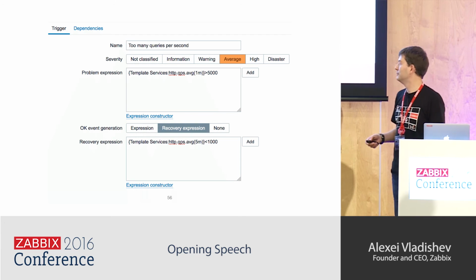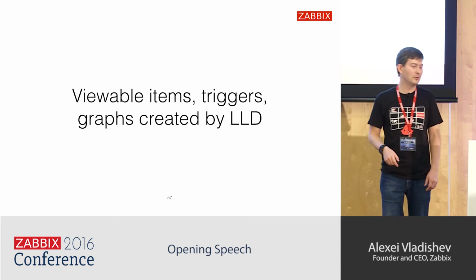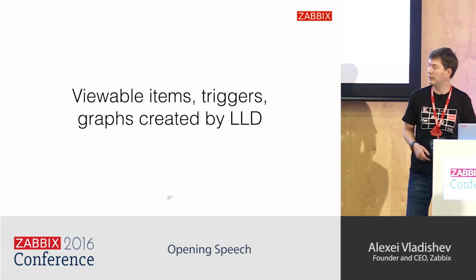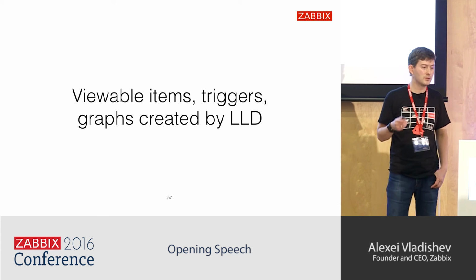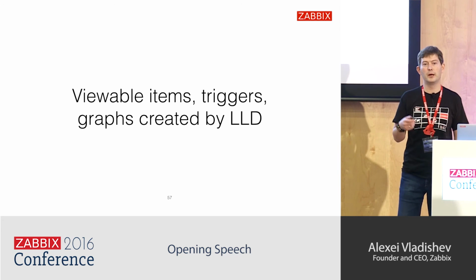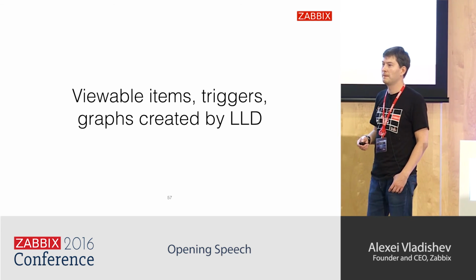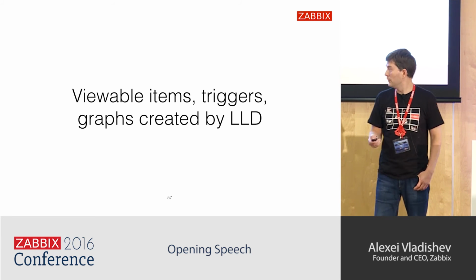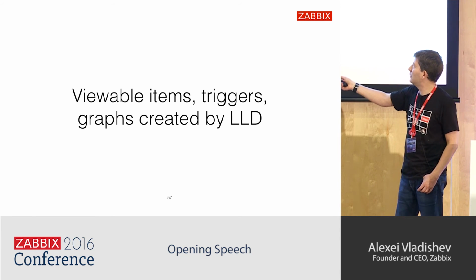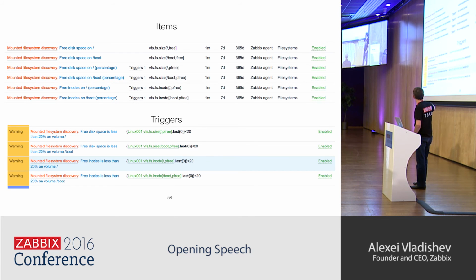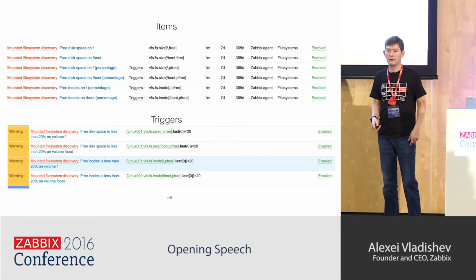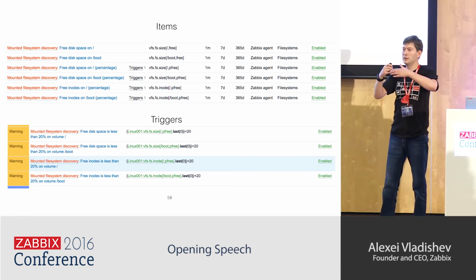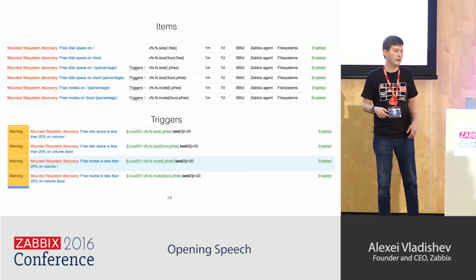Another very nice feature, which should have been implemented a long time ago, maybe 3 years ago. It's viewable items, triggers, and graphs which were created as a result of low-level discovery. Now you go to the configuration, you see a list of items, the discovered items, basically items created as a result of low-level discovery, triggers created based on low-level discovery rules, and then you may click on them and see the details. So finally.